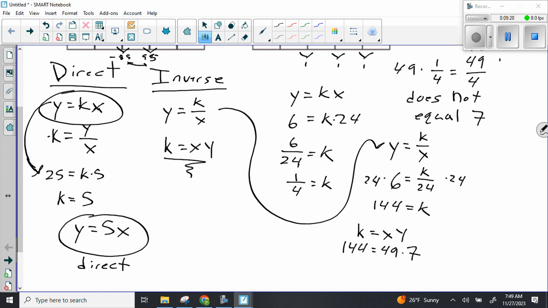Keep doing shape. So we get 3 quarters. So this one fails direct variation, fails the test for inverse variation, so it's neither, and there is no constant k for this.